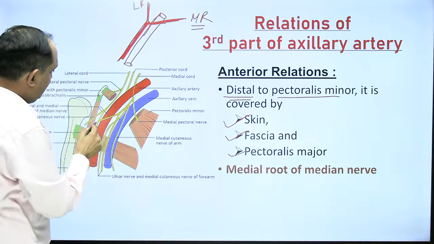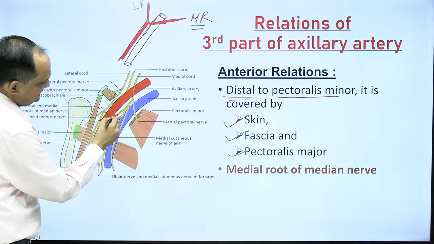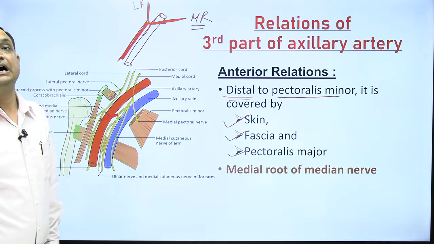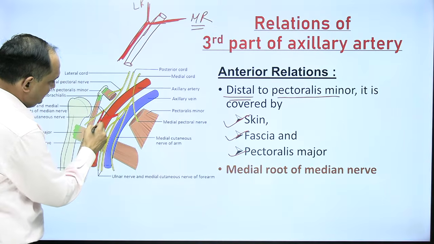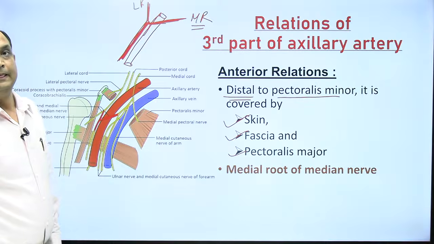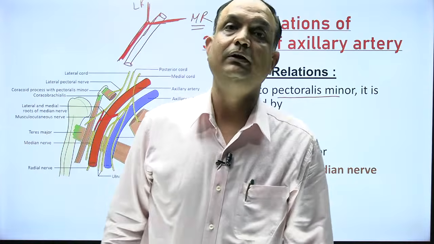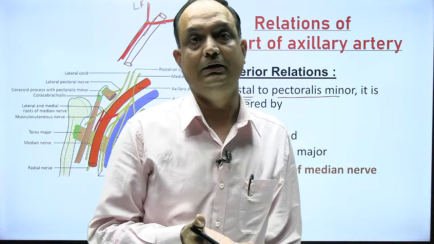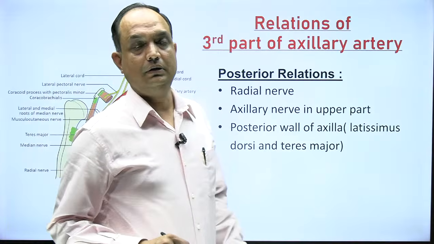Clear? So here in this diagram, you can see that this is the medial root of median nerve. This is the medial root of median nerve, which is crossing the artery from the anterior side, and then it is joining the lateral root, and then there is the formation of the median nerve. So this medial root of median nerve crosses the third part of the axillary artery because median nerve formation is always lateral to the artery. Clear? Now what are the posterior relations of the third part?